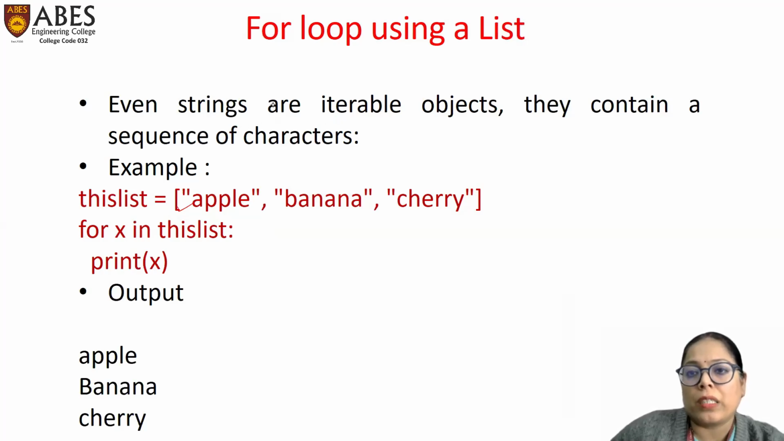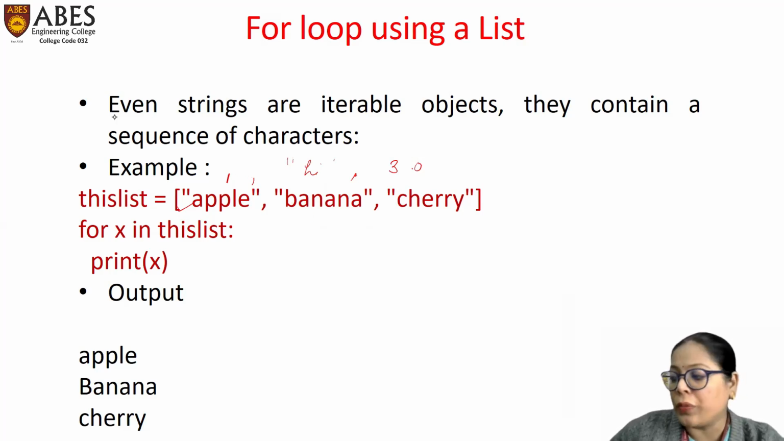As we saw, strings are iterable objects; they contain a sequence of characters. Similarly, list is also a sequence, and it has multiple elements or values inside it. In a list we can have different data types. For example, if we have one element that is an integer, we can have another as a string, and the next element can be a float. So it is not necessary in a list that the sequence elements have the same data type.